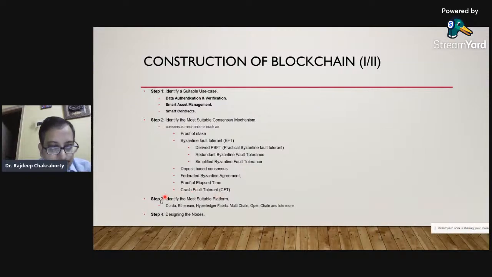Then step three, identify the most suitable platform, where you are going to implement. These are the platforms where we can implement our blockchain. Corda and Ethereum are available platforms in the market. Some are paid, some are free up to some extent. There you have to program and develop your blockchain. Then comes designing the nodes: what information you are storing in the nodes. So basically designing the data, step 4.